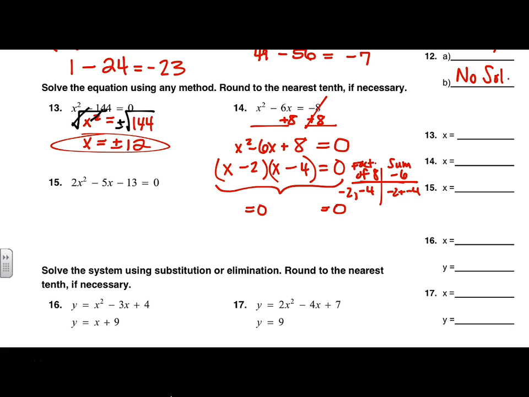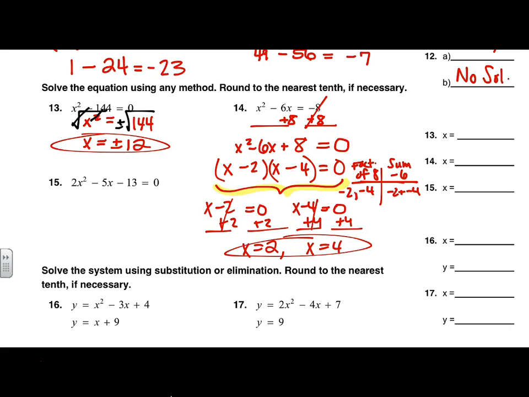How do we solve? Take x minus 2 equals 0 and x minus 4 equals 0. Last but not least, we just have to add 2 to both sides, and add 4 to both sides. X equals 2 and x equals 4. Factoring is probably the easiest way to do it.